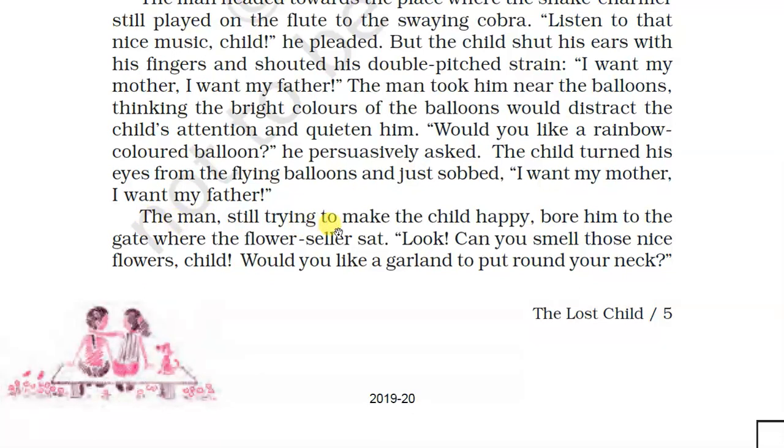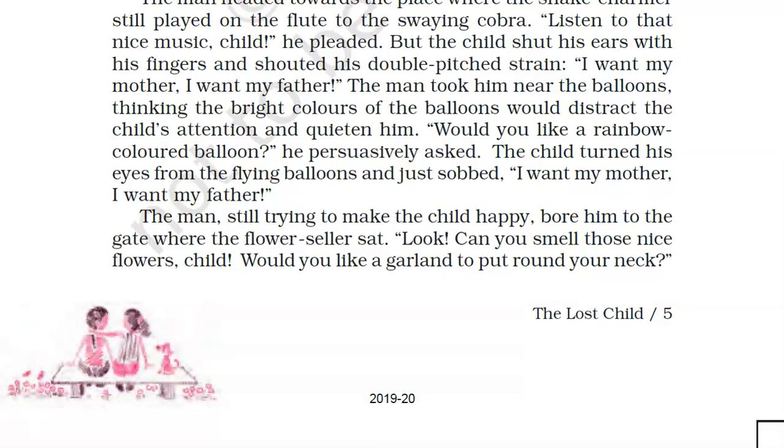The man is still trying to make the child happy. Still means till now. Till now he is trying. He bore him, B-O-R-E, bore, took him in his lap to the gate where the flower seller sat. From the fair, gradually they are coming out, and at the time of entrance, there was the second meeting with this Gulmuhar garlands flower seller, from where he asked, with the answer he expected from the parents that this is not for you, this is cheap looking, means if you wear this garland then you will not look good.